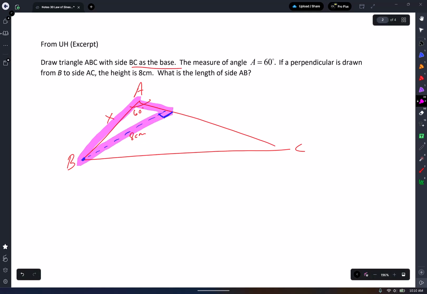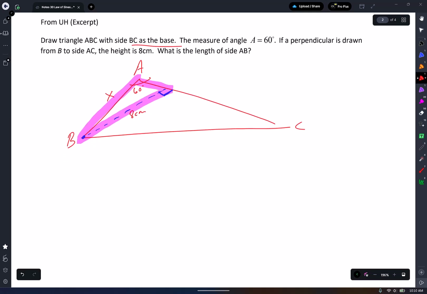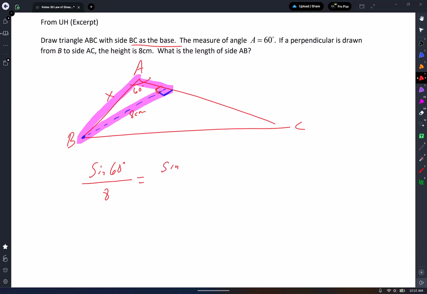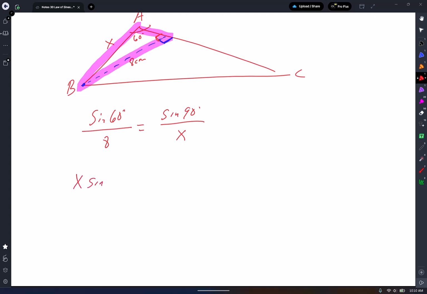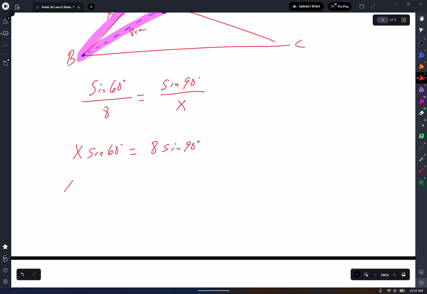So do you see this triangle right there? All right. Looking at that triangle right there, guys, here we go. I'm just using law of sines. Sine 60 degrees over 8 centimeters equals, and right here, this is a 90-degree angle, sine 90 degrees over x. Are we okay? All you're doing is solving for x, cross multiply. x sine 60 degrees equals 8 sine 90 degrees. Divide by sine 60, so x equals 8 sine 90 degrees over sine 60 degrees.